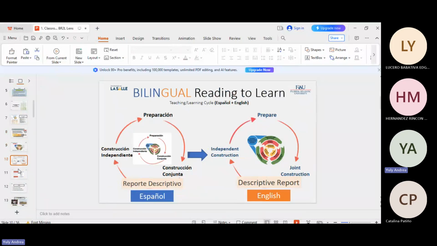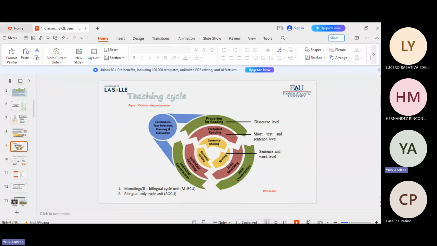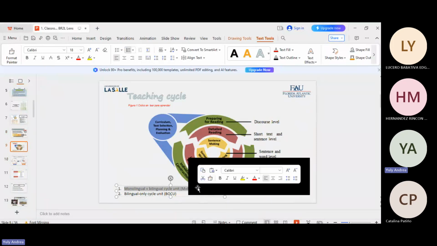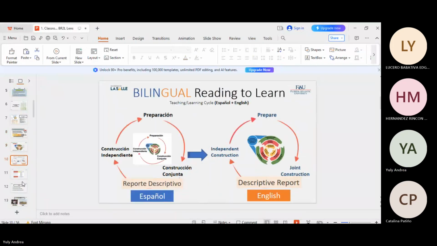So I think I didn't put it in here. Oh yeah, here. There are two ways of conducting this teaching cycle. The first one is a monolingual cycle, first in Spanish, and then a bilingual cycle. Or you can do a bilingual-only cycle unit. I will explain that to you later with an example, but it is just for you to take into account.